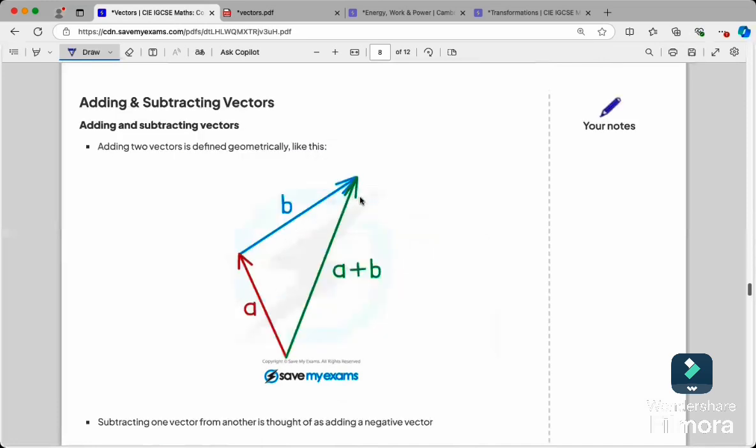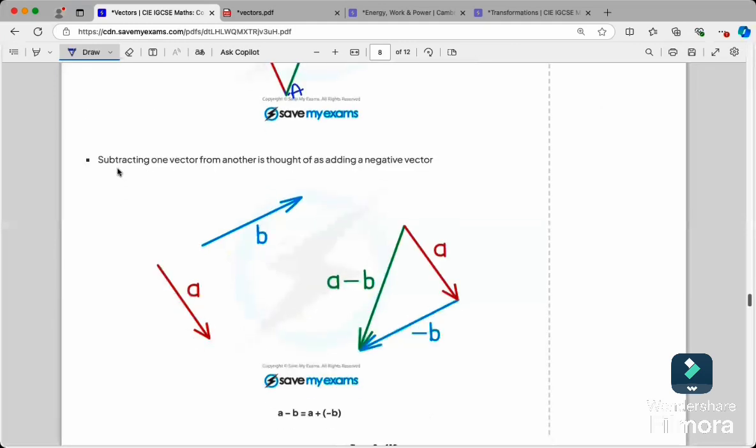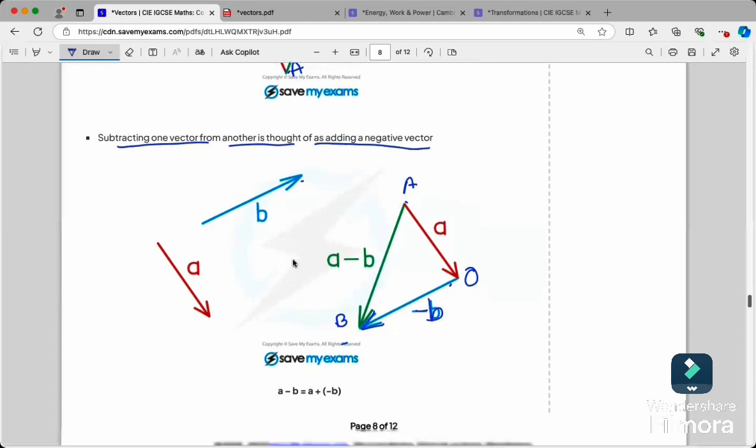Adding and subtracting vectors. Simple mathematical operations like addition and subtraction are possible with vectors. Look at this. If this was A, O, B, and you wanted to reach from A to B, you can go from A to O and O to B, which is a plus b. Subtracting one vector from another is thought of as adding a negative vector. Suppose you have A here and B here. So A to O and O to B. The actual direction of O to B was upwards, but you reverse the direction, so it becomes -b.